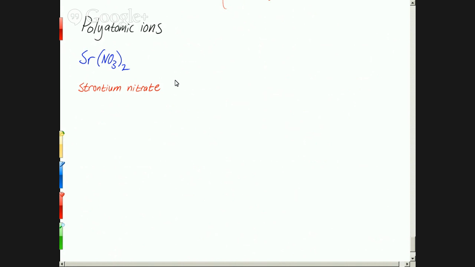So the nitrate ion is a whole unit of NO3 with a 1- charge. And that means if we want to balance out a +2 charge, we have to get 2 of those whole things, and that's why we have these extra parentheses with the 2. So we need 2 of those whole things to balance out the strontium.